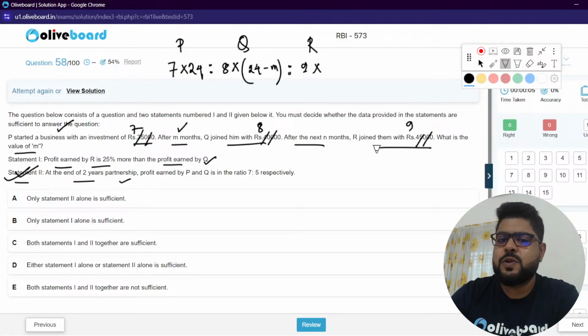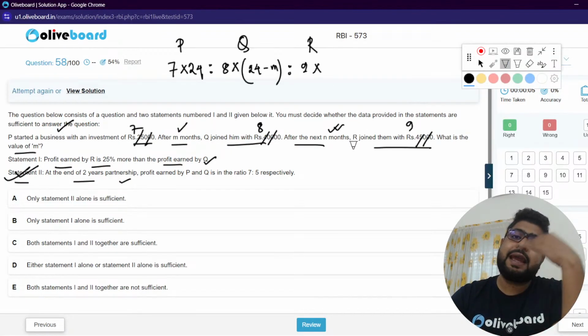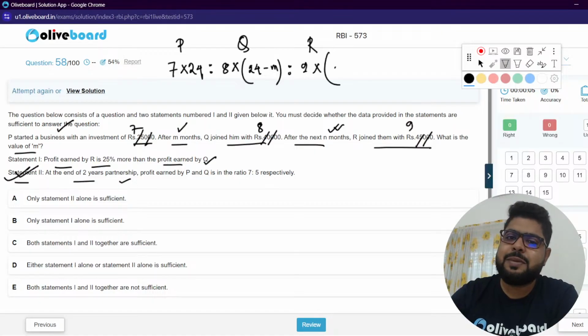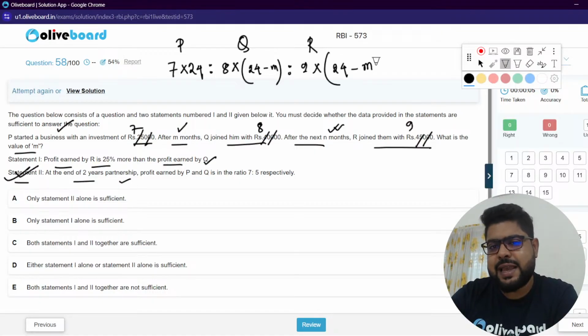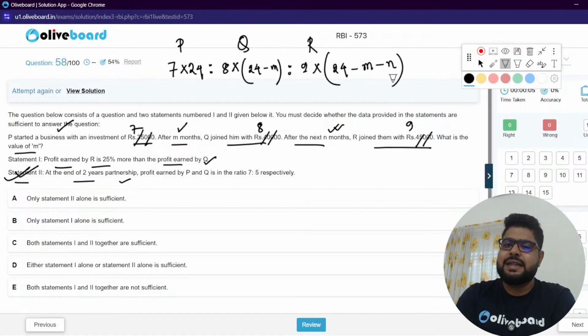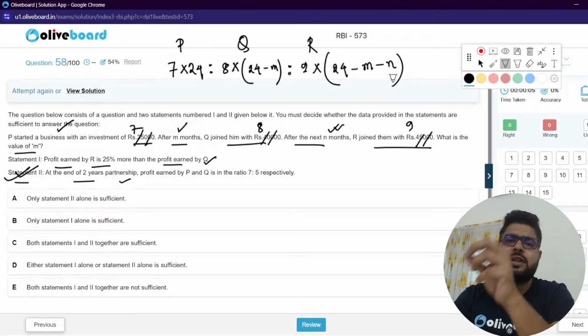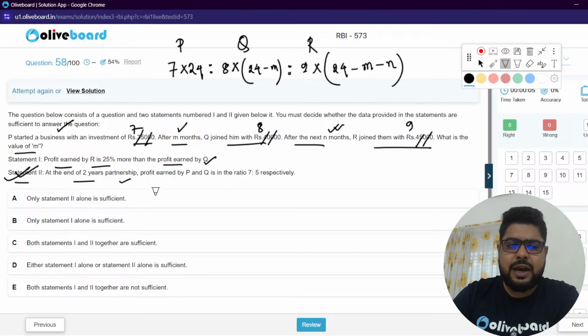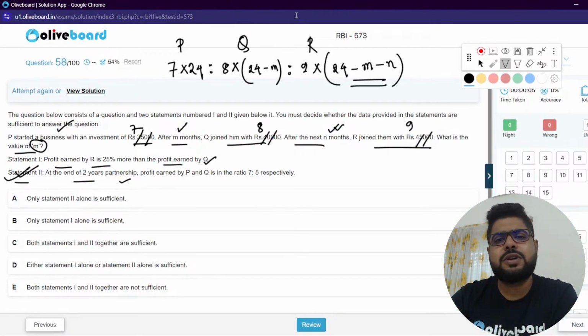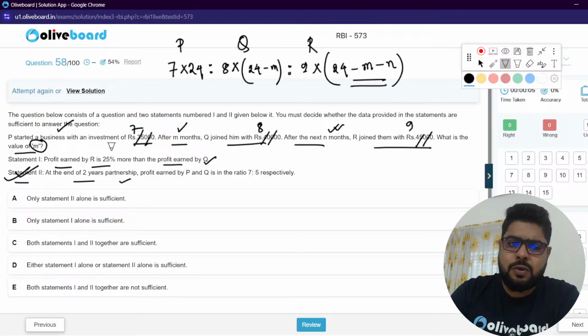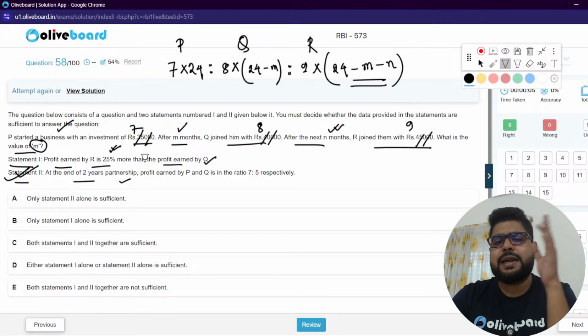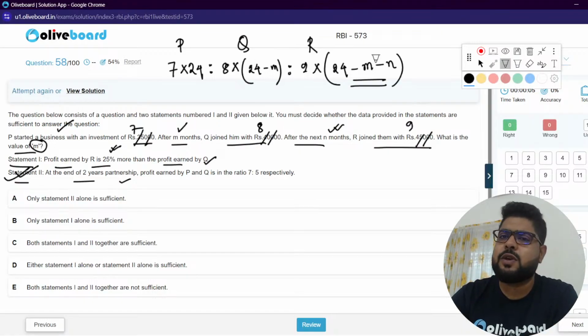Then 9 rupees for R. After the next N months, how many months? 24 minus M minus N. These many months after R joined, so R's money was there for these many months. Now they are asking only the value of M, not N, so I don't really need R. Statement 1 says R's profit is 25% more than that of Q.